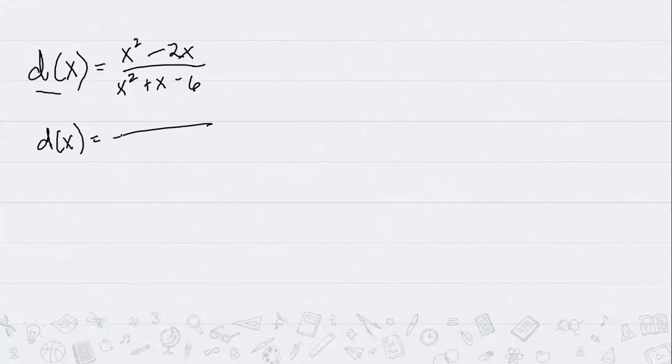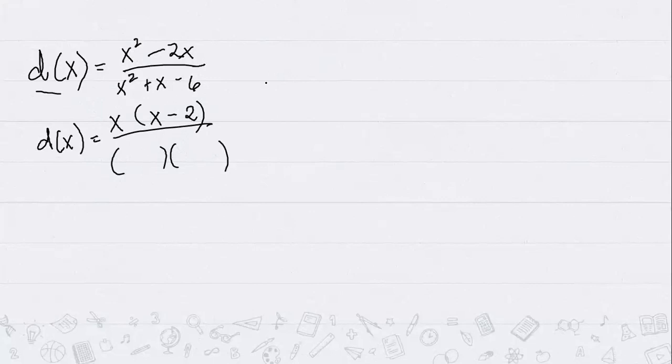Okay, factor out natin yung taas. That would be x times x minus 2. Right? Lalabas ko si x kasi may common x silang dalawa. Okay, how about our denominator?